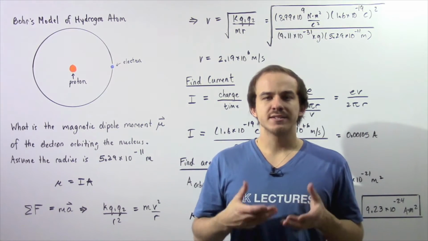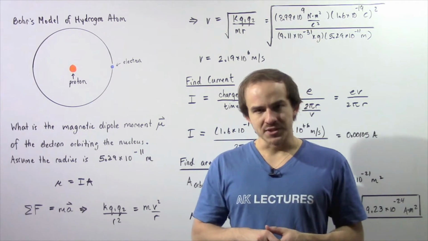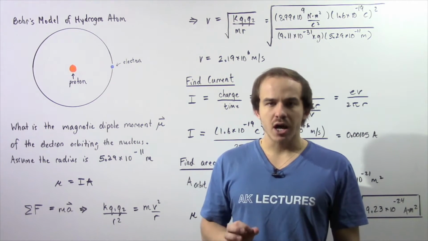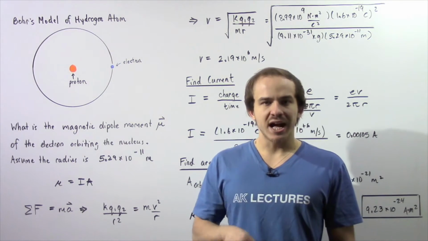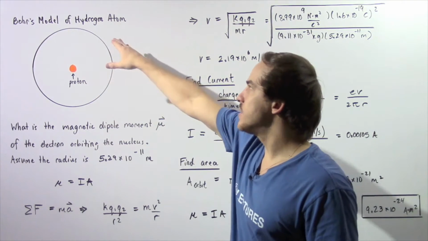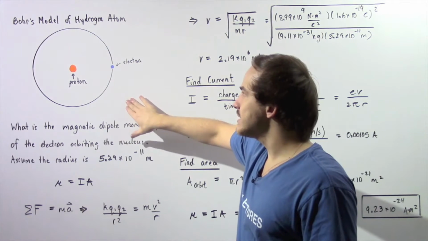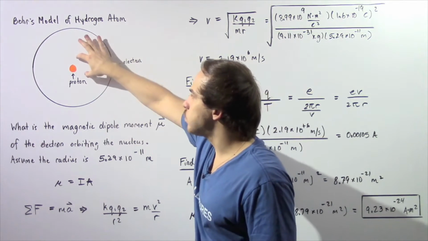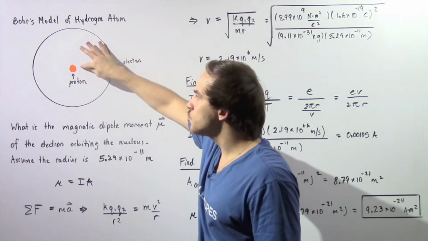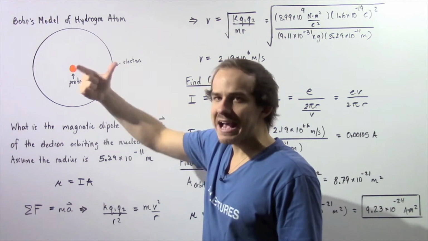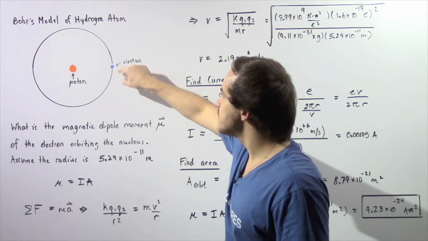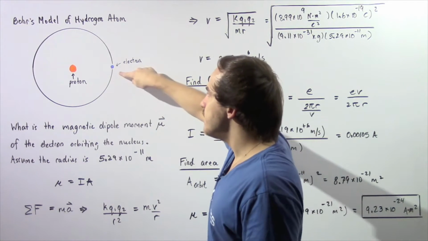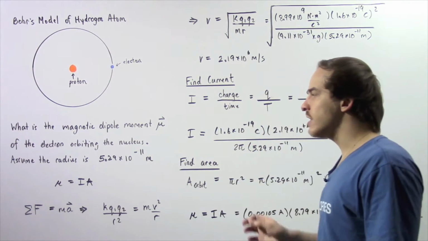So let's continue our discussion on magnetic dipole moments, and let's determine the magnetic dipole moment of an electron orbiting a single proton, as in the case of the hydrogen atom. So this is our Bohr's depiction of the hydrogen atom. We have a single proton in a nucleus. The neutron is omitted because it has no electric charge. And this is our single electron that is orbiting our proton via the following circular pathway.